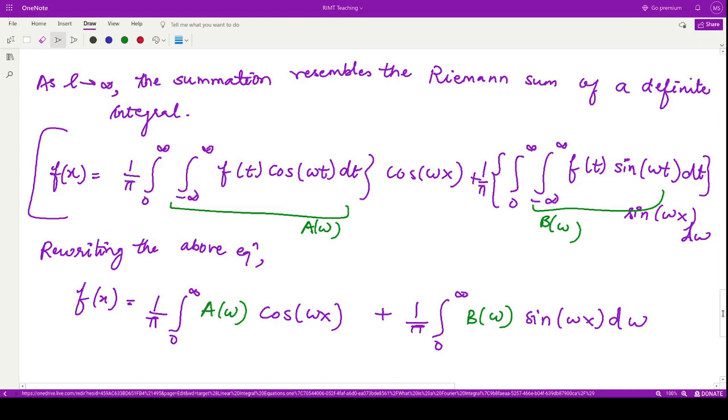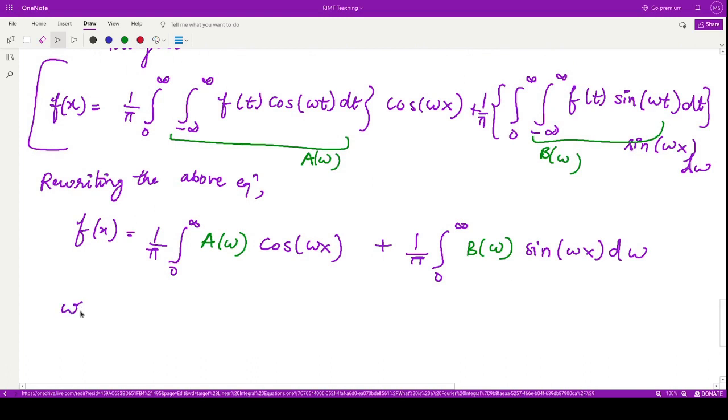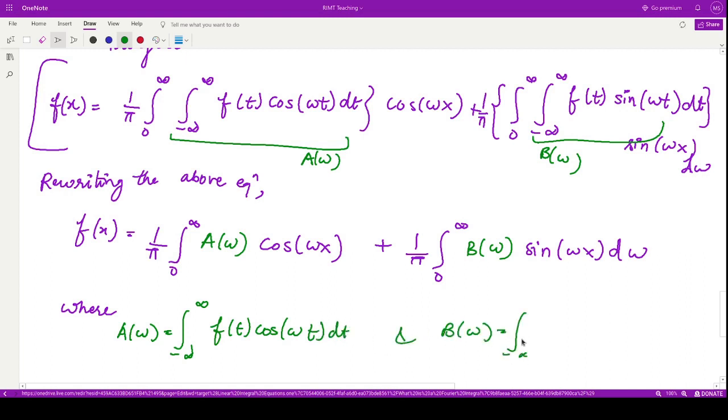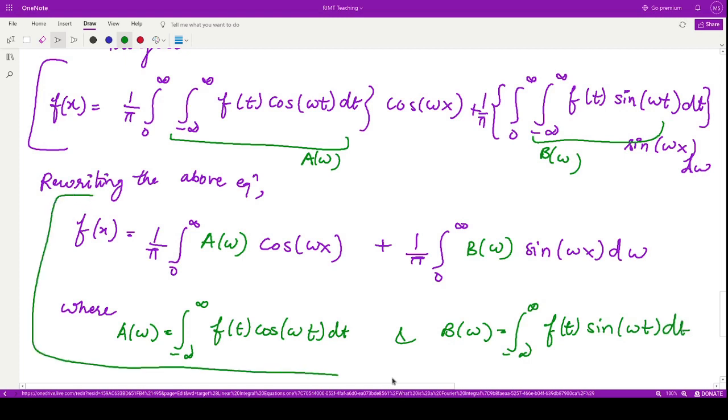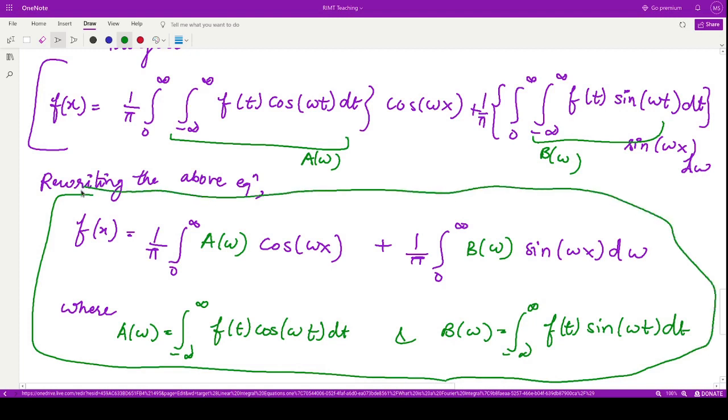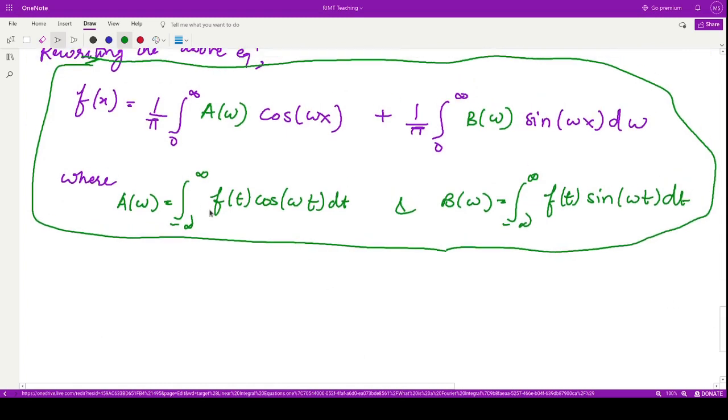Where what are this a omega and b omega? This is what I have explained to you. Where this a omega is equal to integration from minus infinity to infinity f of t cos omega t dt, and b omega is equal to integration from minus infinity to infinity f of t sine omega t dt, right? So this is what we wanted to prove here, or reach over here. So we have expressed the given function, which might not be piecewise continuous and periodic over the whole real line, in terms of the integral representation.